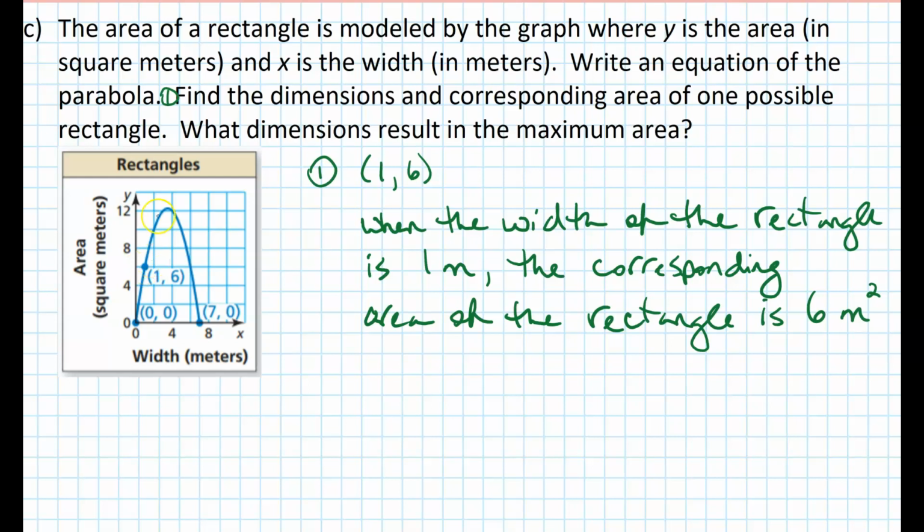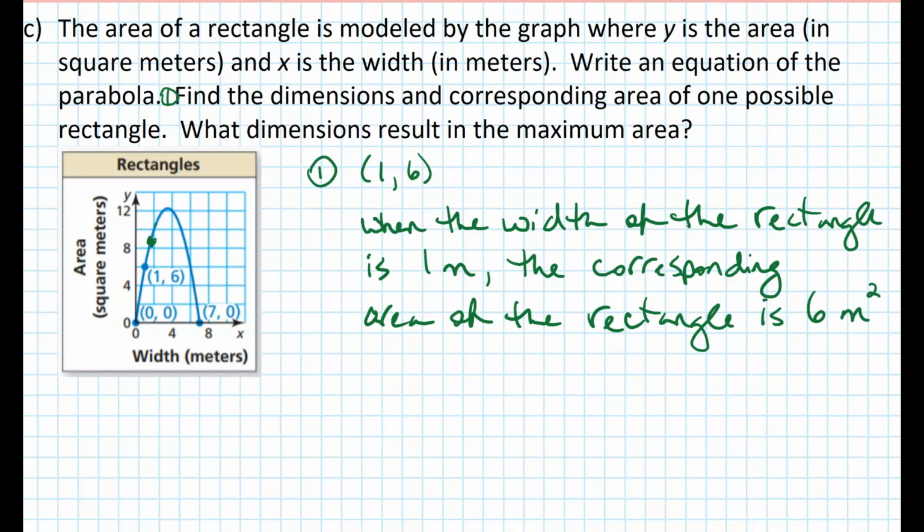If I move to the right, so let's say I come up to this point here. What's the difference between the (1, 6) and whatever this point is? When the width is at 2, the corresponding area of the rectangle is 7. Okay, 9 about, but it's growing, right? So as we move towards the right, the width of the rectangle becomes larger, the area of the whole rectangle becomes larger, and that continues to happen until where?